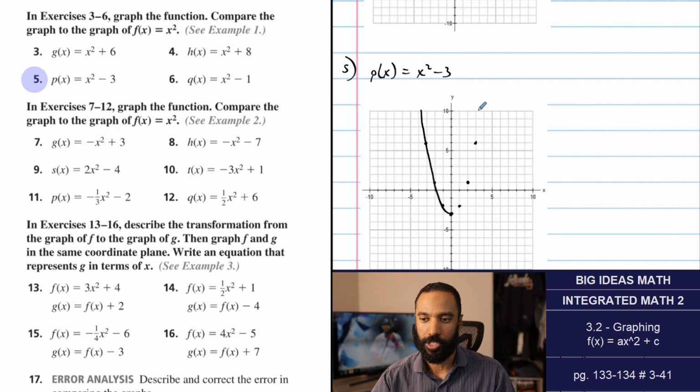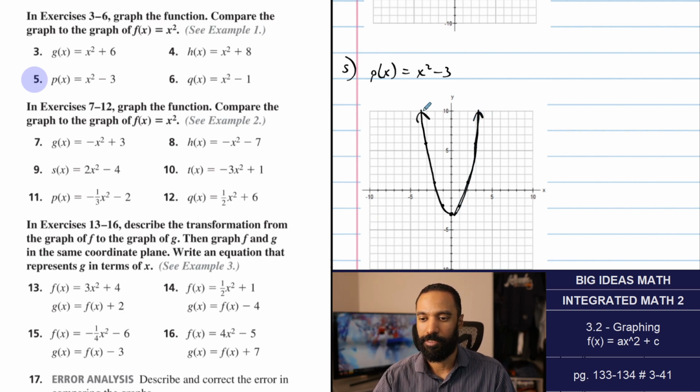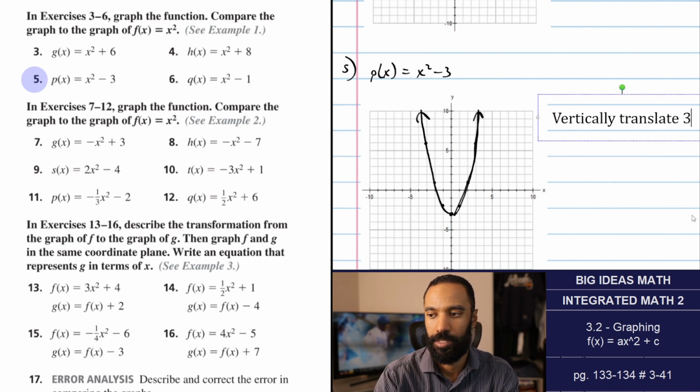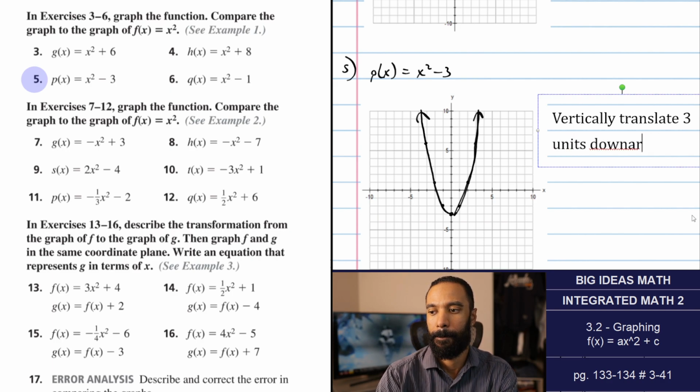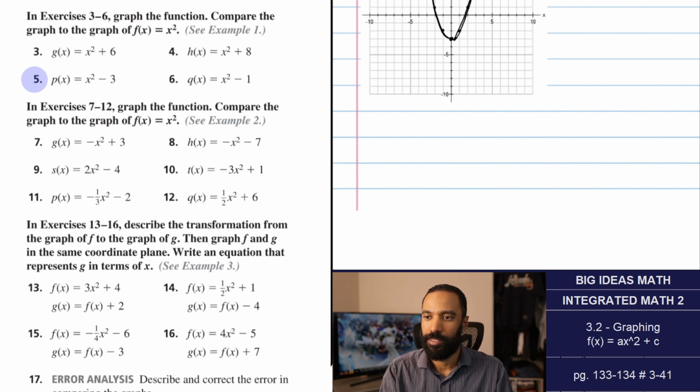And sometimes I know whether it looks on or off because I've done a lot of quadratics in the past. To me, it almost looked like it was too far out, but I trusted it with the numbers. And smooth curve, smooth as I can get. Okay, so this is vertically translated 3 units downward. Like that. And then number 6.